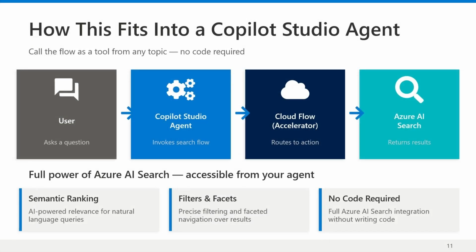By now, you must be wondering how this fits into a Copilot Studio agent. Let me put this in context. In your Copilot Studio agent, you can call this flow as a tool from any topic. The user asks a question, the agent invokes the search flow with the right parameters, Azure AI Search returns results, and the agent formats and presents them. You get the full power of Azure AI Search, semantic ranking, filter, facets, all accessible from your Copilot Studio agent without writing a single line of code.